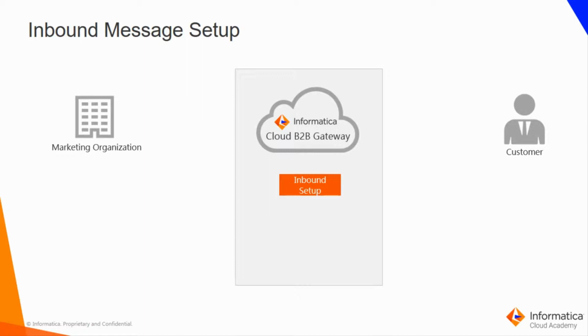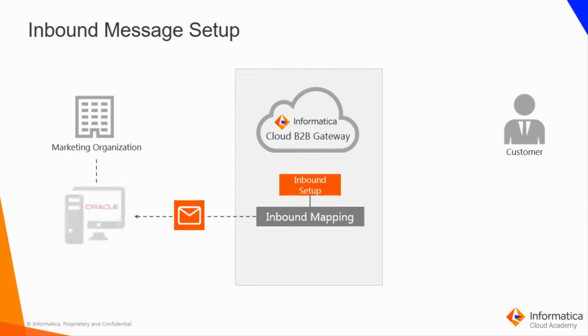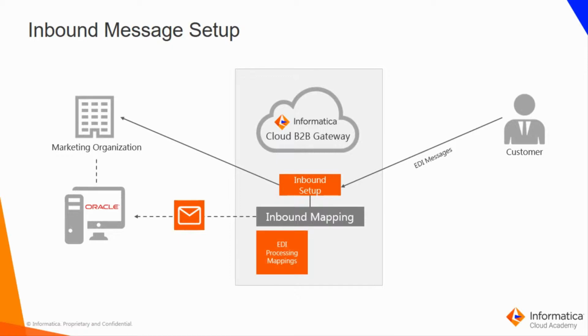For the inbound setup, they configure an inbound mapping, which is used to load the required inbound message from the gateway to the backend system of the application used by the organization, such as Oracle. When the organization exchanges EDI messages with this partner, Informatica Cloud B2B Gateway runs the prepackaged EDI processing mappings and custom mappings assigned to the partner. They are now able to receive messages from the partner in the desired format using Informatica Cloud B2B Gateway.